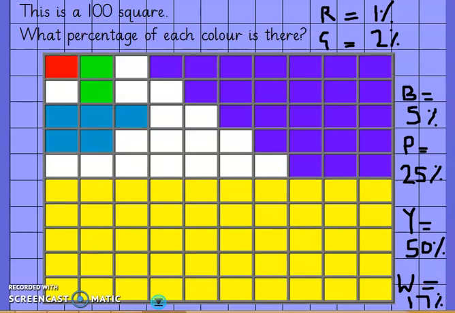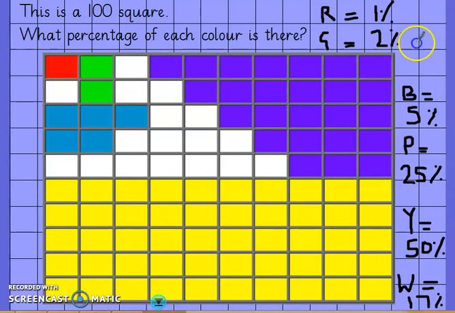Now I'm going to ask you a question. How can I make sure that I've got it right? What must all my numbers add up to? Well done if you knew that it adds up to 100. It's 100 square, and a percentage is always out of 100.